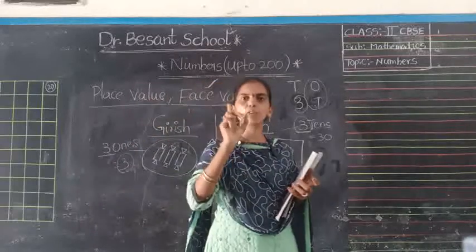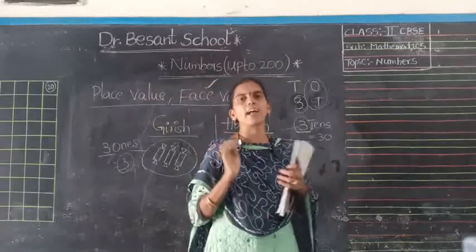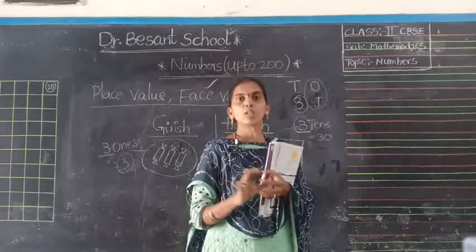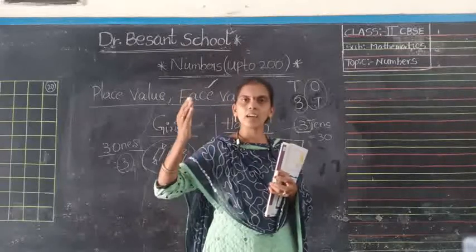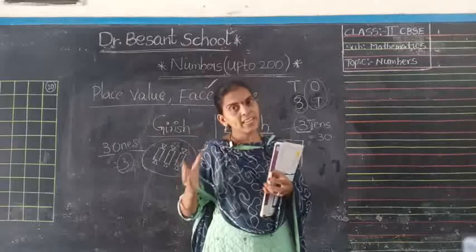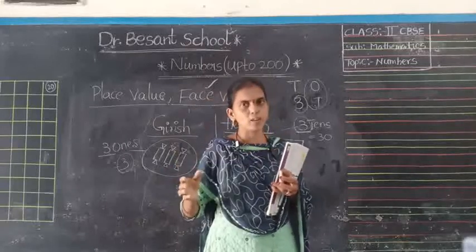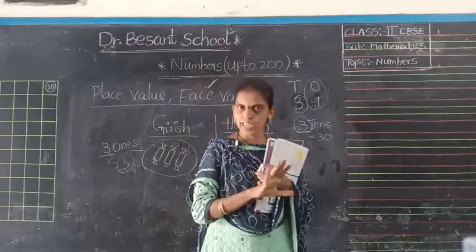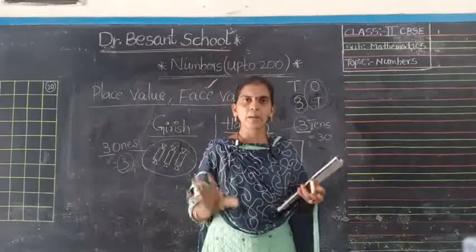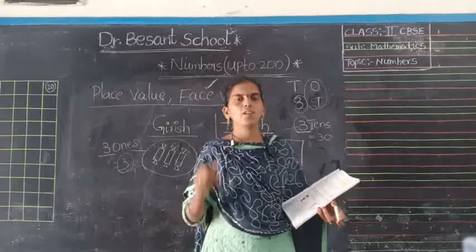That is the first thing you should remember about the face value. Face value never changes in the number. If the digit in the number moves from one place to another place also, it never changes. Is it clear up to the face value? Very good.